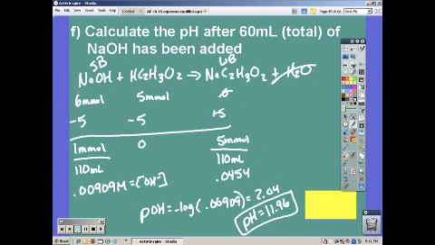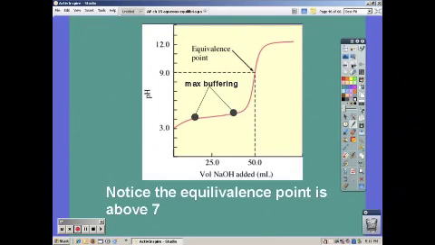So after the stoichiometry, always assess the situation. Here is a curve. Look at where you're starting. You're starting at 3, so it's got to be an acid of some sort. Your equivalence point is above 7, so it's a weak acid. If the equivalence point was 7, then it would have been a strong acid. So it's a weak acid being titrated by a strong base. It's always being titrated by something strong.